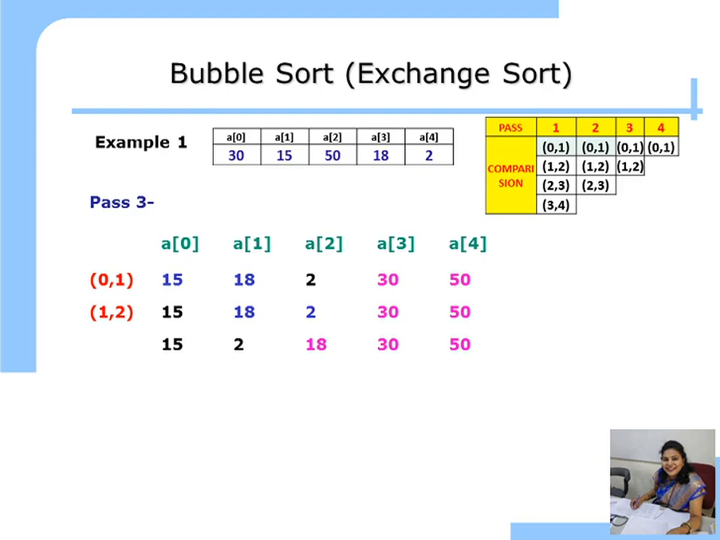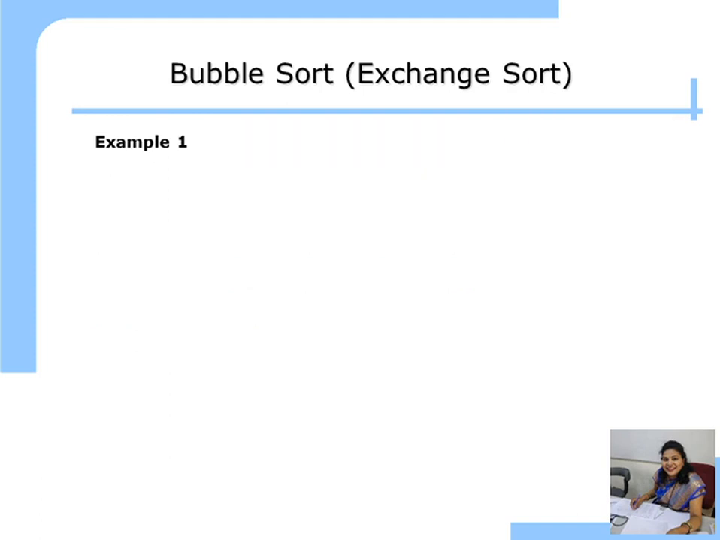How will we check whether pass 3 is correct or not? If the third largest number comes at the third last position. Which one is the largest number among these 15, 18 and 2? 18. It has come at this position, the third last position. So this is the correct one. Now 18, 30 and 50 are sorted. Only the remaining 15 and 2 are unsorted. That we will sort in the next pass, the fourth pass.